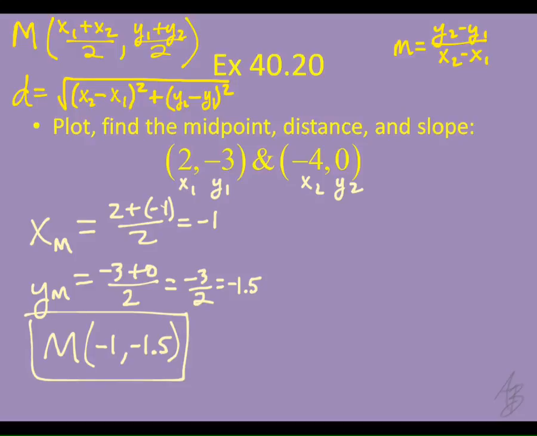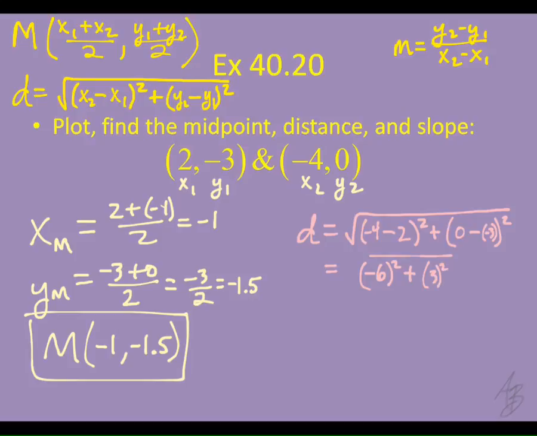We got the midpoint. Now let's do the distance. Who can help me plug numbers into the distance formula? I'll even put the skeleton up here for you. Austin? Negative 4 minus 2, and then 0 minus negative 3. What is negative 4 minus 2? Negative 6. We got negative 6 squared there, and 0 minus negative 3 is positive 3, so we get 3 squared. Negative 6 squared is 36, and 3 squared is 9. So we have the square root of 36 plus 9, which is the square root of 45.